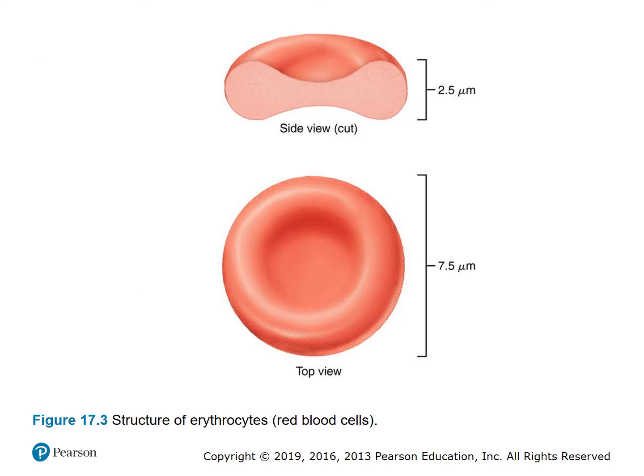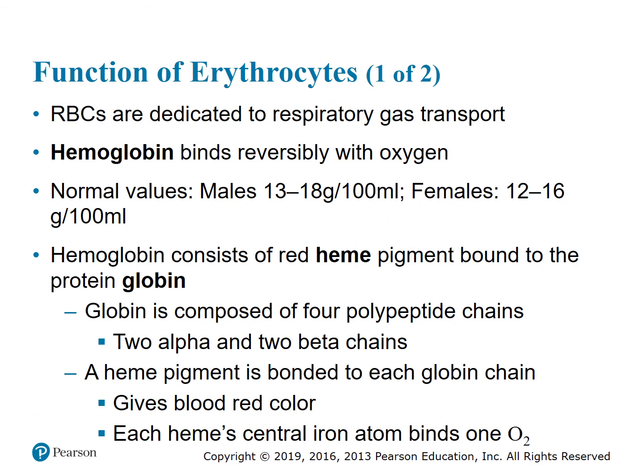Figure 17.3 is a structure of a red blood cell, a side view showing how thick it is. It's 2.5 micrometers, and the length from a top view is 7.5 micrometers. Notice how they are hollow in the center, which is a very good adaptation for them, so they can be more efficient at squeezing through the narrow walls of capillaries.